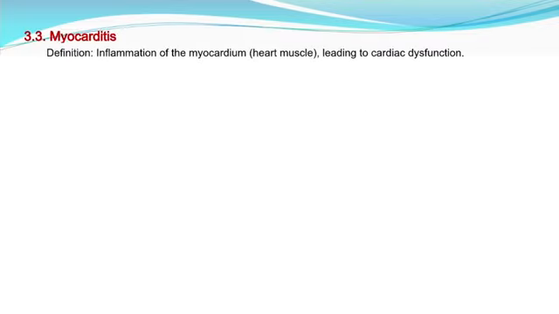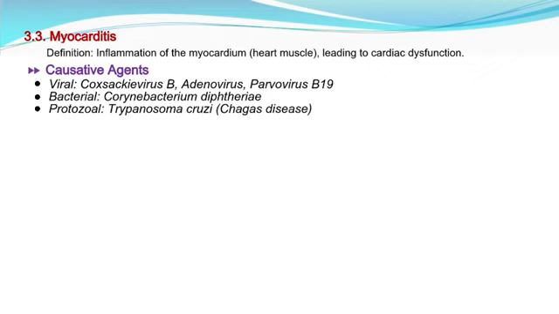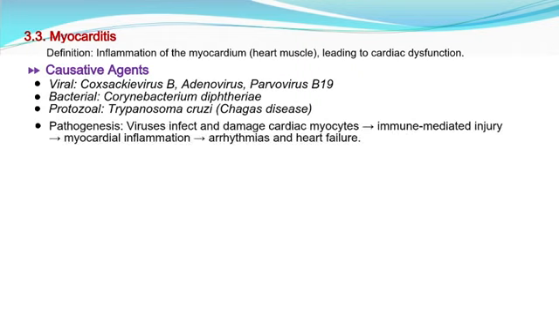Now, let's talk about myocarditis, inflammation of the heart muscle. Viral causes include Coxsackie B, adenovirus, and parvovirus B19. Bacterial causes include Corynebacterium diphtheriae, and protozoal causes include Trypanosoma cruzi in Chagas disease. Viruses infect cardiac muscle cells, and the body's immune system continues to attack them, causing myocardial damage and reduced contractility.